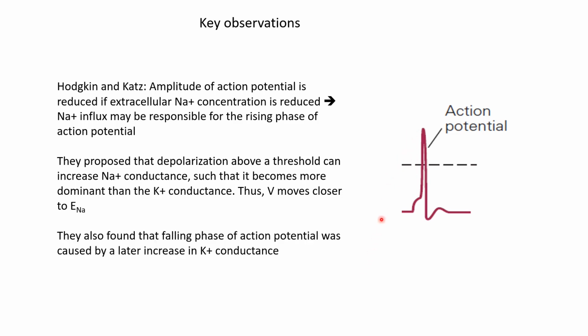And similarly, it was also noted that during this falling phase of the action potential, there is a rise in the potassium conductance, and that can explain why the membrane potential is falling. Because if potassium conductance increases, then potassium ions will try to take the membrane potential towards their equilibrium potential, which is around minus 70 millivolts.